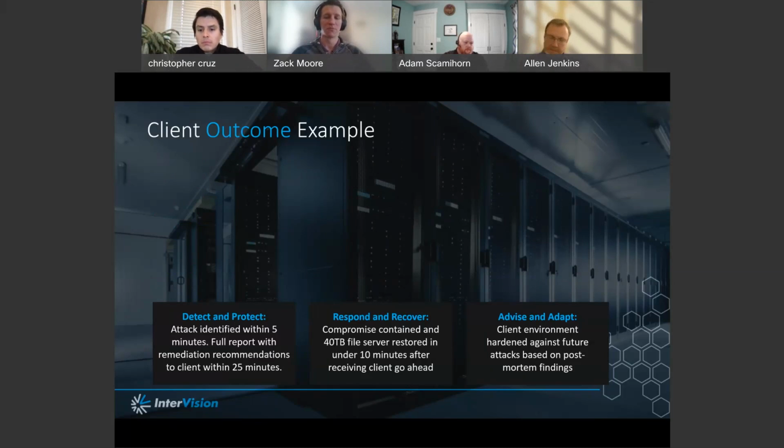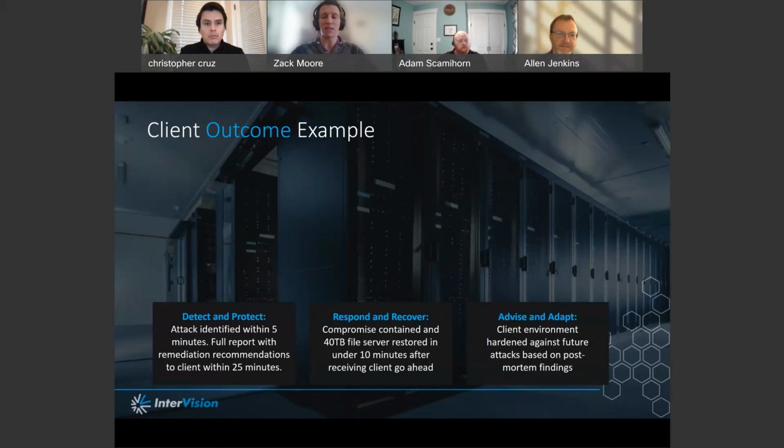On the respond and recover side, the compromise was contained, and a 40 terabyte file server was restored in under 10 minutes after we got the go ahead from the client to do so. 10 minutes, that's instantaneous. That minimizes the time that your business is unable to operate. That means that you feel very little impact when these events come through, thanks to prior developed processes and tested run books and playbooks and expertise to make everything operate smoothly.